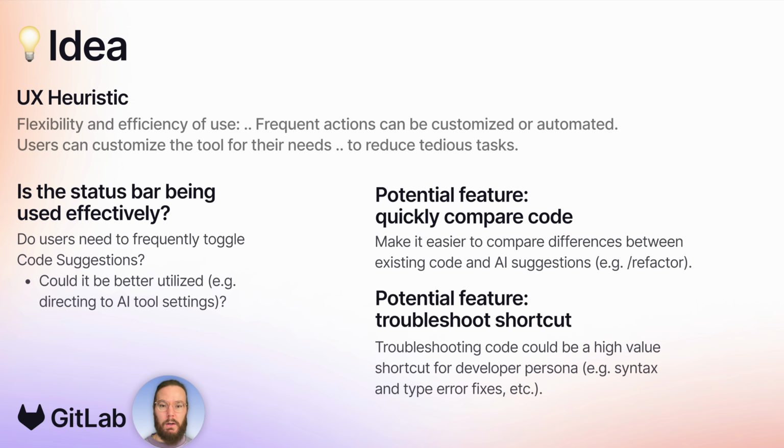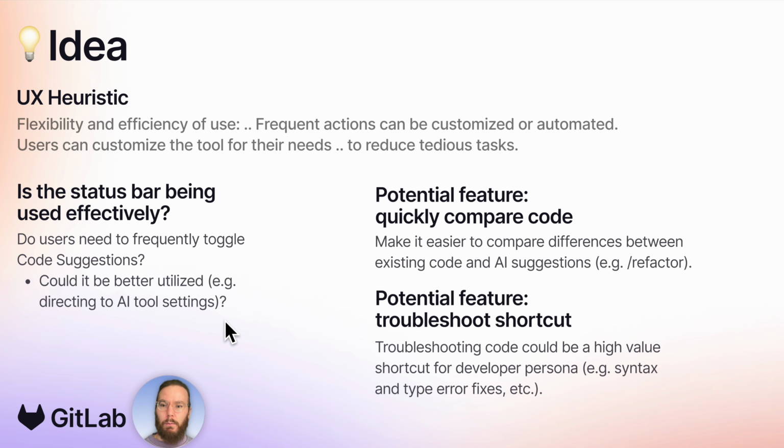Perhaps when using some of these shortcuts, we allow the feature to compare the code, just because users are likely going to want to see what has been changed or what they're introducing into their code base. The other thing is maybe adding a troubleshoot shortcut could be useful, just because they highlight some code, help me fix this syntax or type error. That could be a way to speed up that workflow.